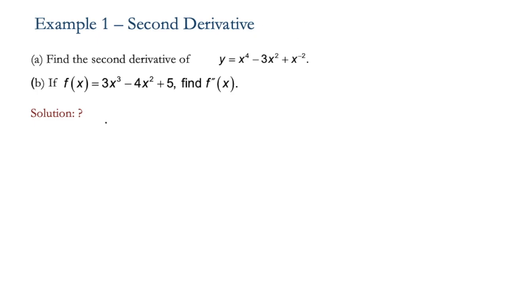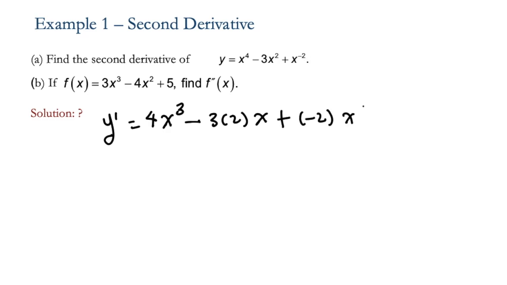So here, how do you do it? To find the second derivative, you must find the first derivative first, isn't it? Otherwise, you can't find the second derivative. First derivative: x to the power of 4 becomes 4x cubed. I hope you know how to do this already. Minus 3x squared becomes 3 times 2x, isn't it? Plus x to the power of minus 2 becomes minus 2x to the power of minus 3, isn't it?